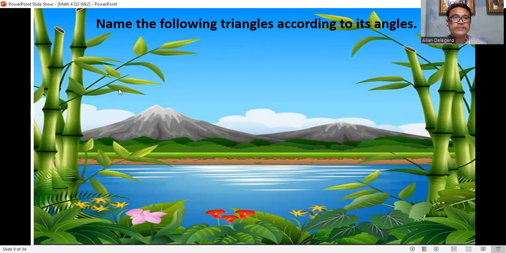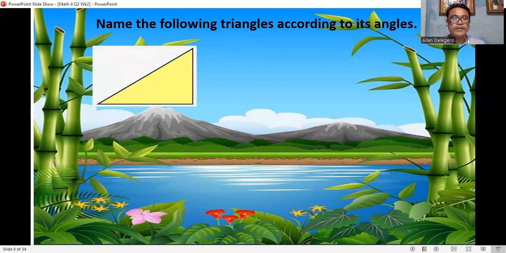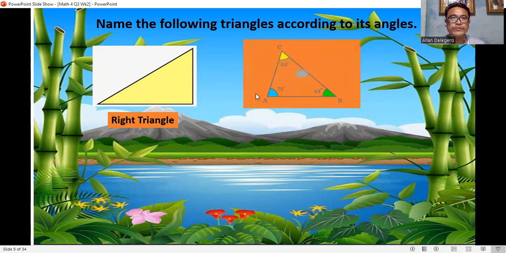Let's do this. Name the following triangles according to its angles. Number 1. And the answer is right triangle. It has a right angle, measures 90 degrees. Number 2.